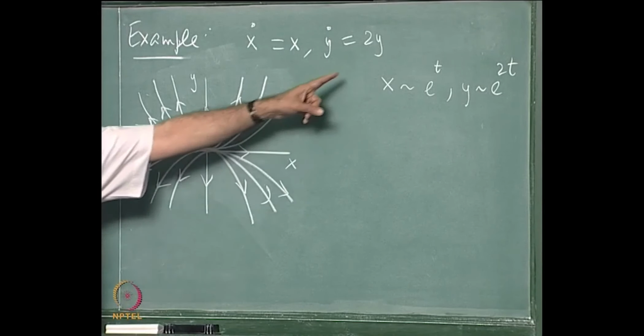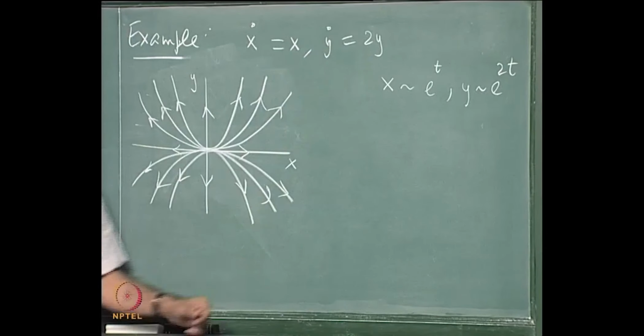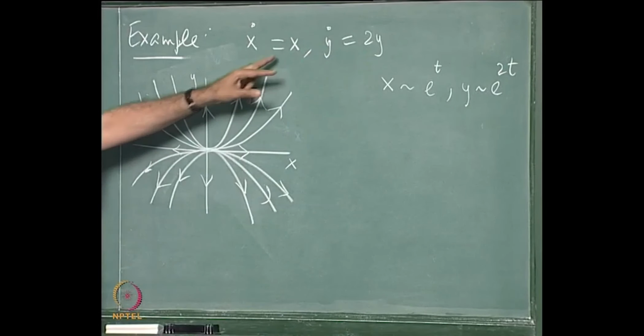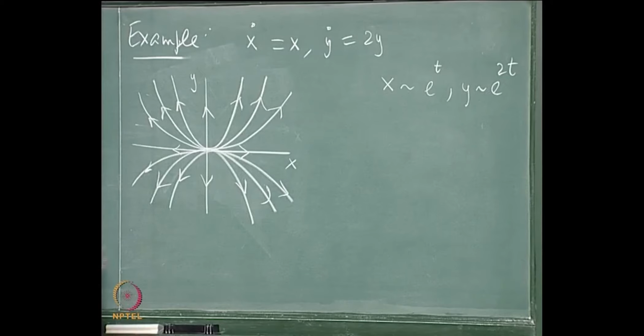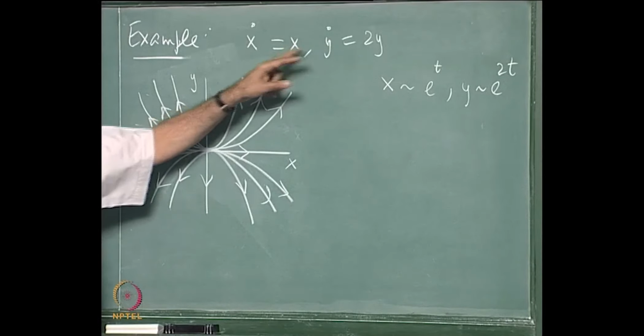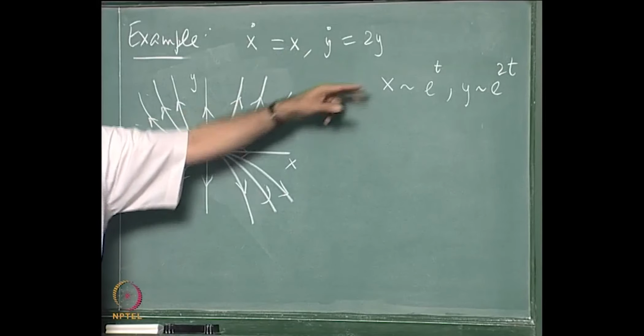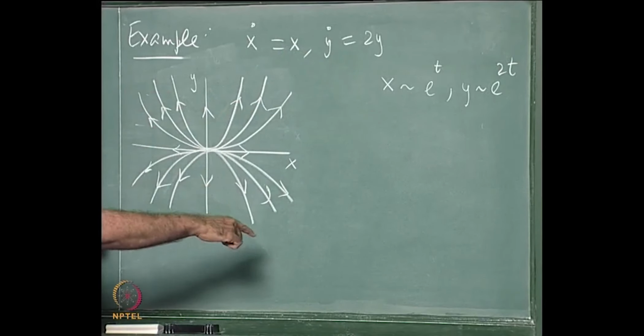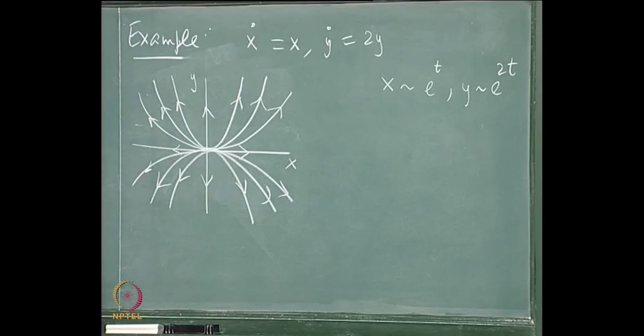Of course, if I change this to 3y or any multiple of the exponent in x, the coefficient in x, you are going to have slightly different shapes of this parabola. Had the coefficient of x been larger than the coefficient of y, the whole situation would have been reversed and you would have had parabolas flowing out such that the y axis is the common tangent, but it is still an unstable node.